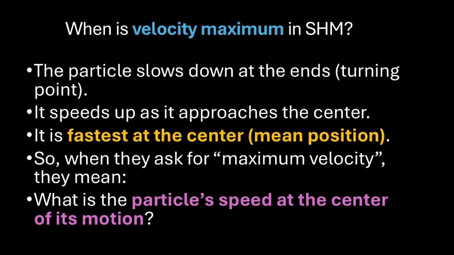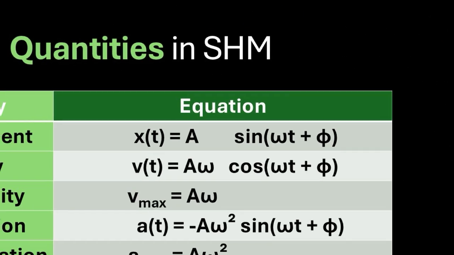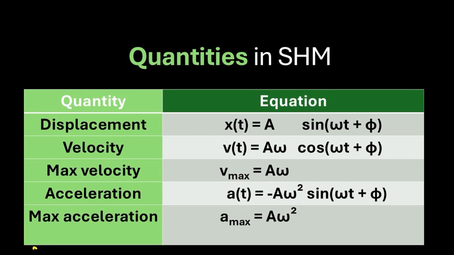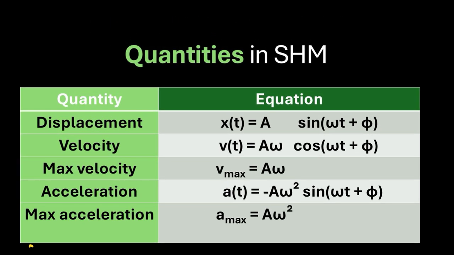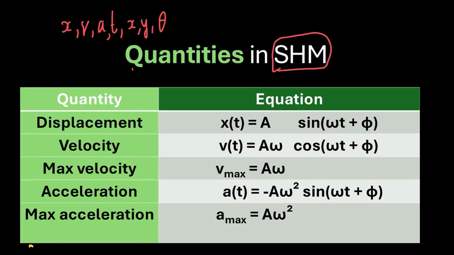Okay. Now, what are the various quantities in simple harmonic motion? If we were to compare this with a linear motion, we discuss displacement, velocity, acceleration, time, horizontal displacement, vertical displacement, theta, the angle of projection, all these when it comes to motion in general, right? Very similarly, when it comes to describing simple harmonic motion, we make use of certain quantities which are displacement, velocity, maximum velocity, acceleration, and maximum acceleration.